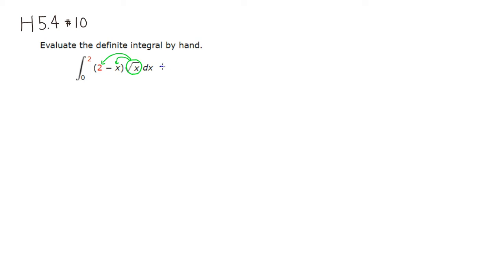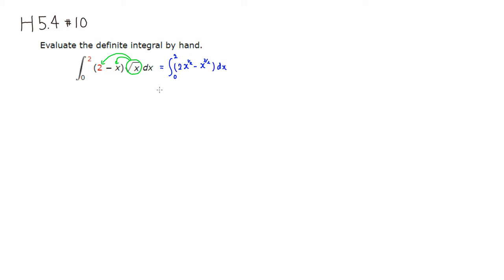This is equal to the integral from 0 to 2 of 2 times, I don't like square roots, so I'm going to write it as a 1/2 power, minus x times x to the 1/2, which is 3x to the 3/2 power, with respect to x.